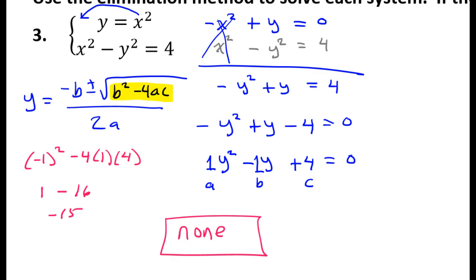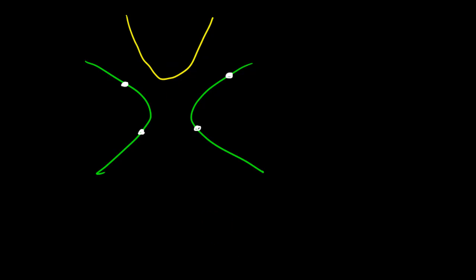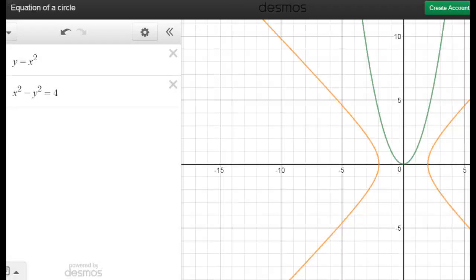It must be this type of situation. In fact, I think I'm going to go ahead and graph this on Desmos.com. And here you can see it is just as we suspected. The green one, of course, is the y squared. The orange graph is the hyperbola. And the parabola has no points in common with the hyperbola. So that's why we got no solution.